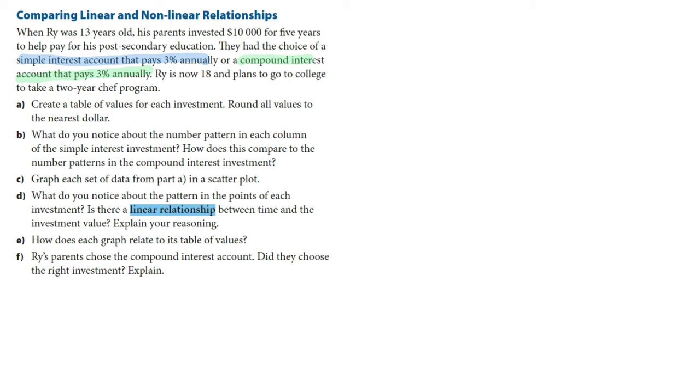With a compound interest investment, not only do you earn interest on the original amount invested, but every year you add a little bit of interest to that investment. And you're going to earn interest on that as well. So you earn a little bit more interest every year. So the first thing we're going to do is create a table of values for both investments. So I have those done here.